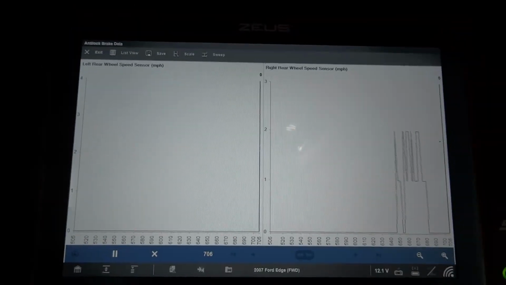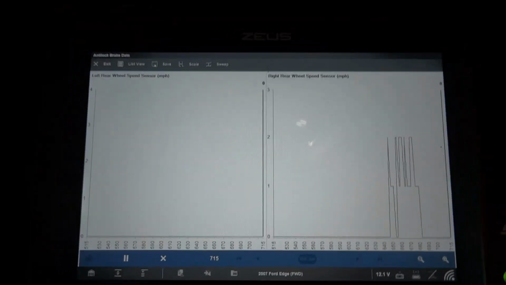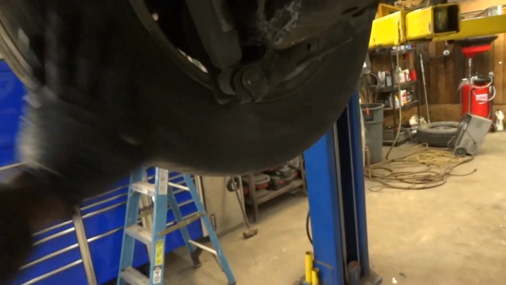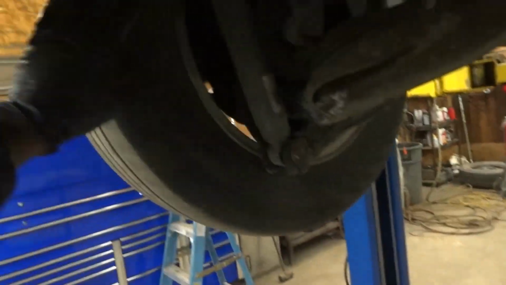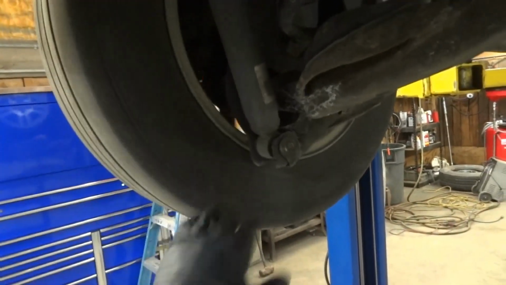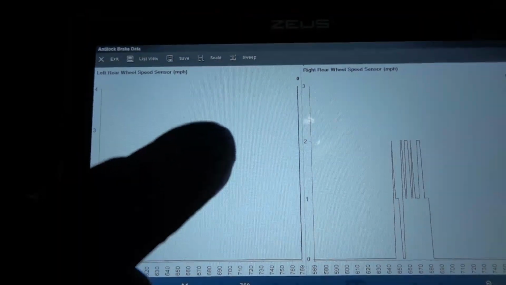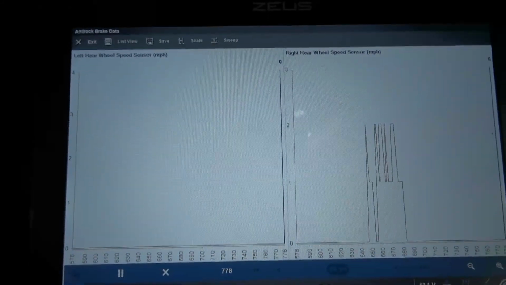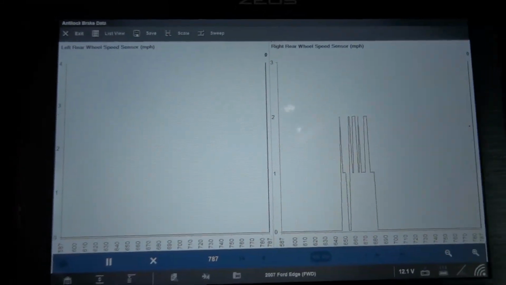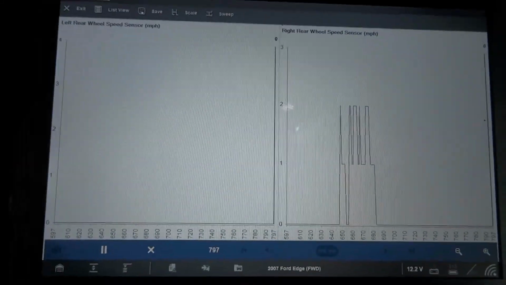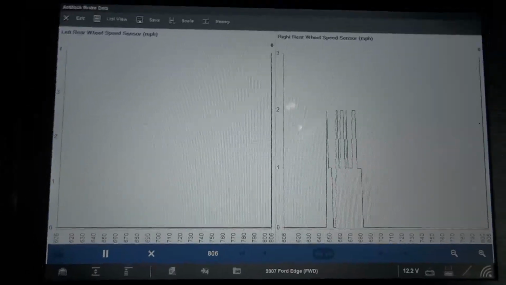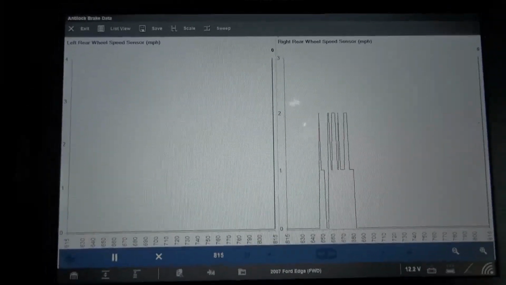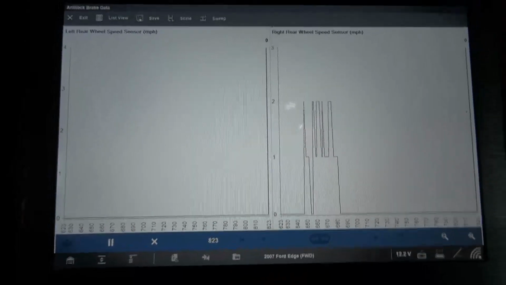I'm spinning the left wheel. Nothing is happening. Okay, I'm going to show you how I'm spinning the wheel. So we're spinning the wheel right there. I'm spinning the left rear wheel, and we got 0 on the scan tool. So once again, this has confirmed to us that we have a problem in the left rear wheel speed sensor circuit.